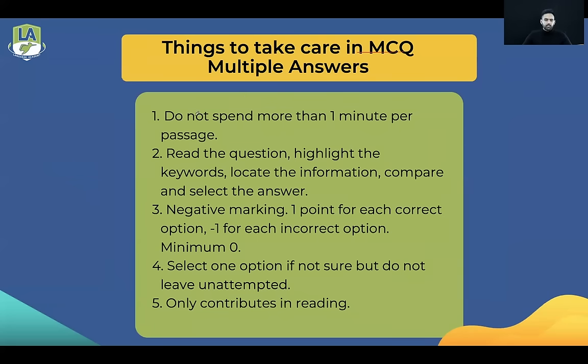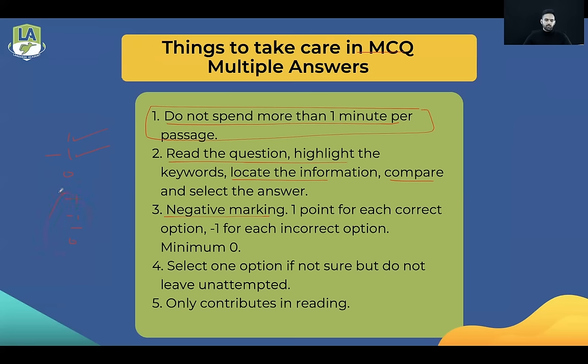Reading MCQ multiple answers, do not spend more than a minute per passage. This is not important. I don't want you to waste time here. Read the question, highlight the keywords, locate the information and compare the information. There's negative marking here. You get 1 point for each correct selection, minus one for each incorrect selection. But the minimum you can get is zero. Let's say you have selected two options, both are incorrect. You won't get minus two overall, you'll get zero.